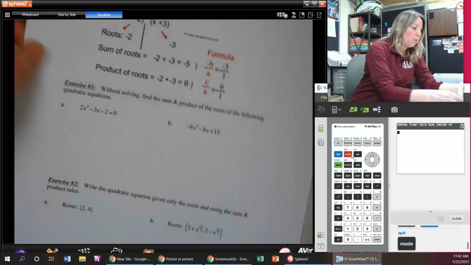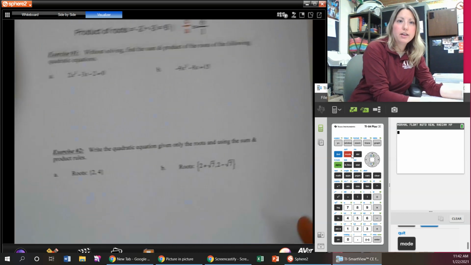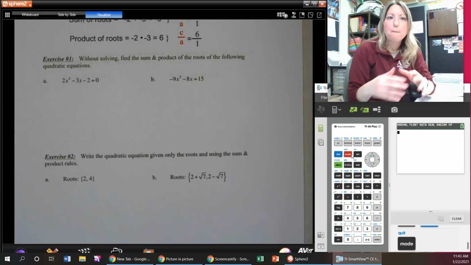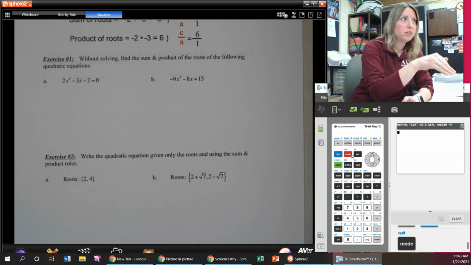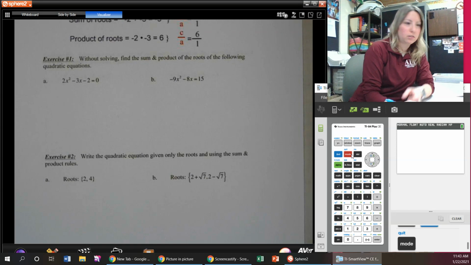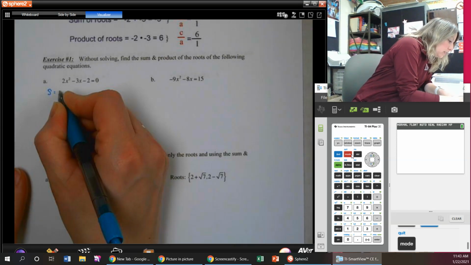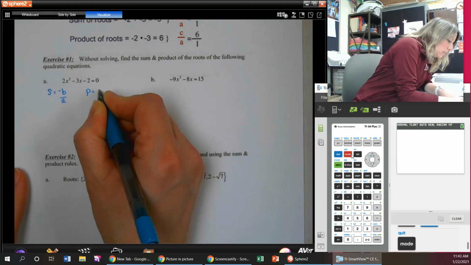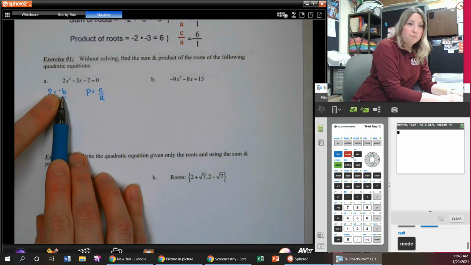Now, without solving, find the sum and product of the roots, because that's the key here. If you solve these, yeah, you can just add up and multiply the 2 numbers, right? But we're saying don't even bother solving first and finding the roots. Just tell me what they are based on the formulas. So the sum of the roots is negative b over a, and the product of the roots is c over a. Okay, so notice again, opposite sign here.